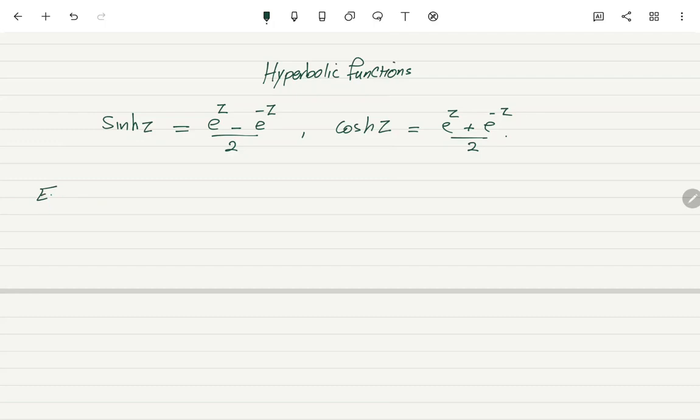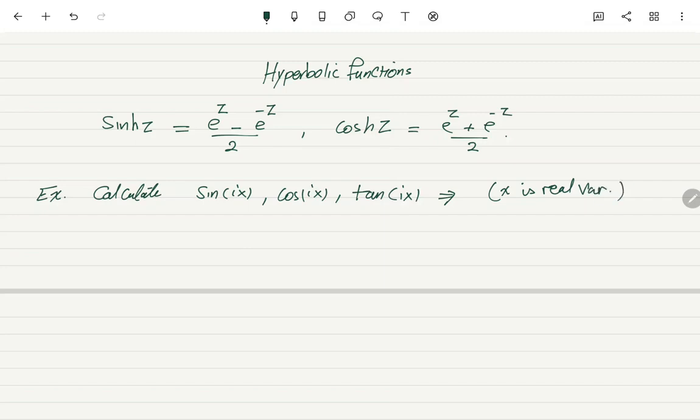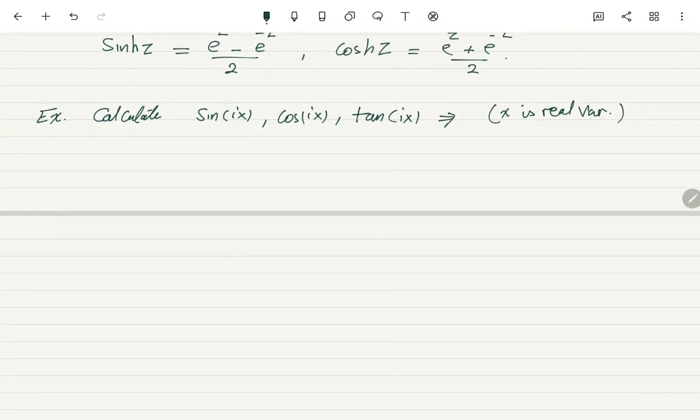Example: calculate sine ix, cosine ix, and tan ix, in such a way that x is a real variable. Here x is a real variable.